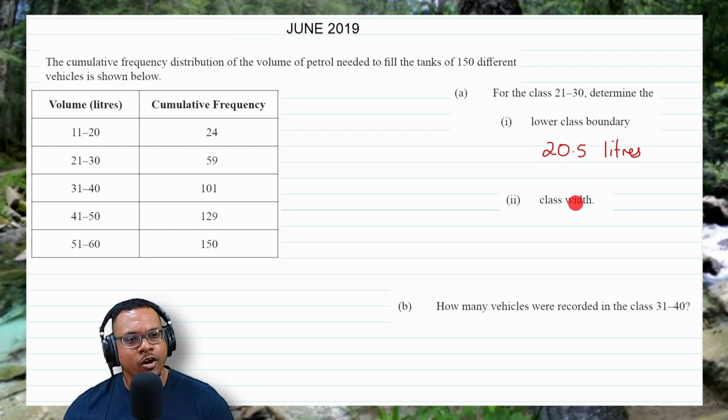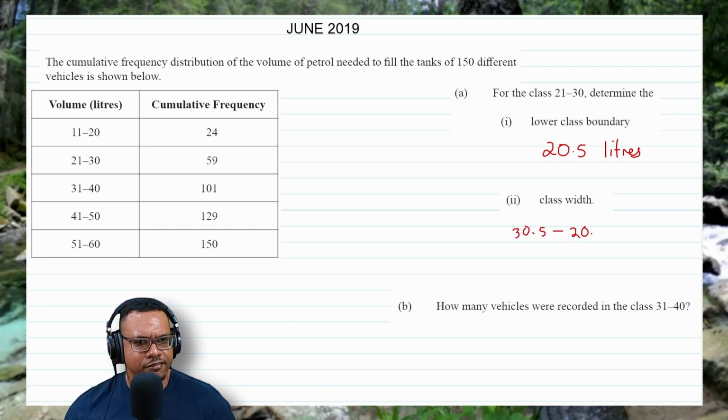Now the class width is your upper class boundary take away your lower class boundary. So the upper class boundary is 0.5 more than the upper class limit. So the upper class boundary is going to be 30.5 and your lower class boundary is 20.5. So your class width is equal to 30.5 take away 20.5, and that'll be equal to 10. And that'll be 10 liters.